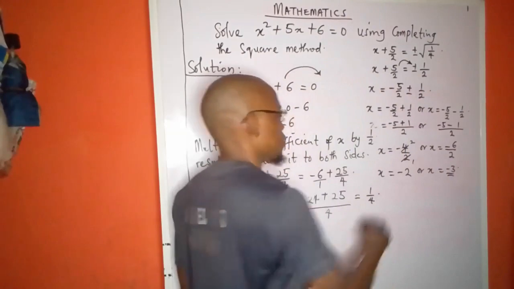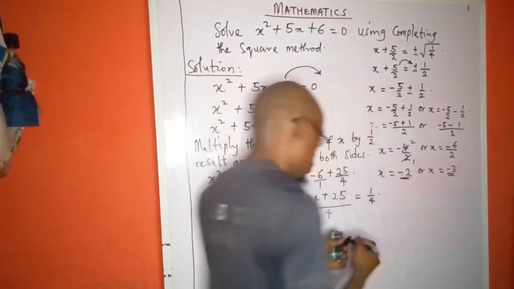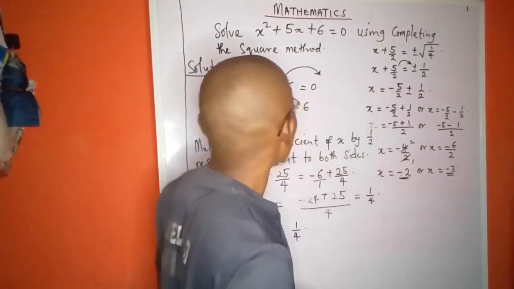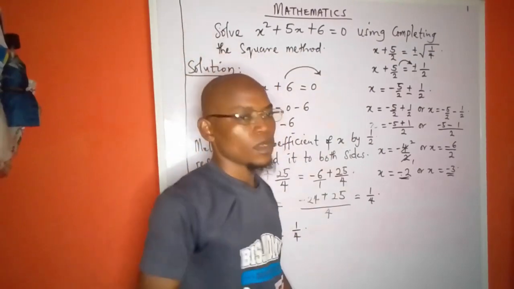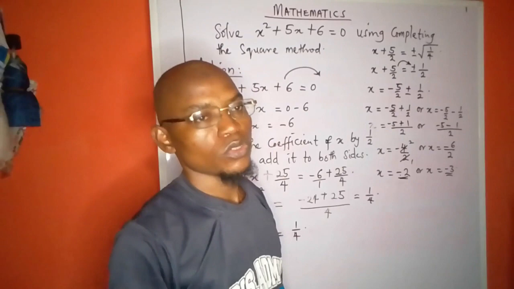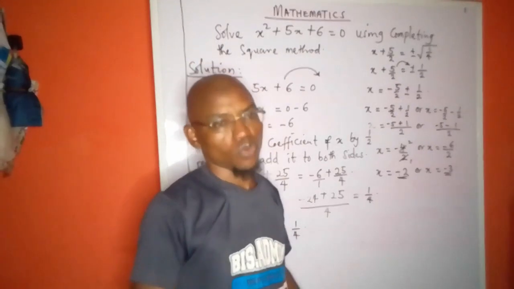So those are the roots of the equation. That's how you solve a quadratic equation using the completing the square method.